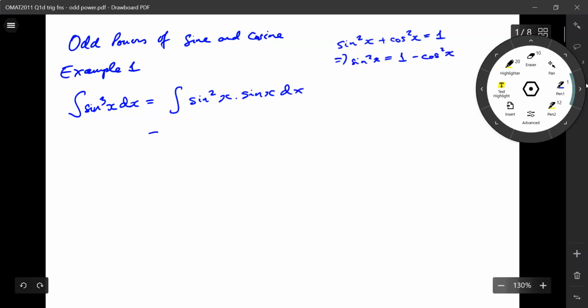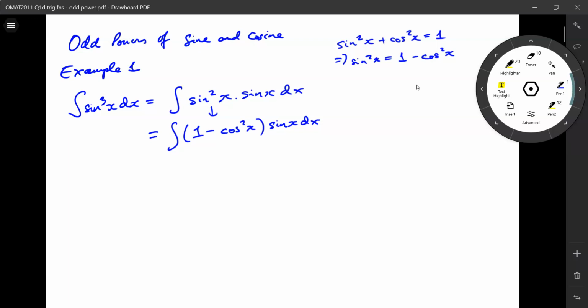So step number 1 is to split the cube into sine squared times sine x. And then the next step is to substitute in 1 minus cosine squared x for the sine squared x, times sine of x dx.